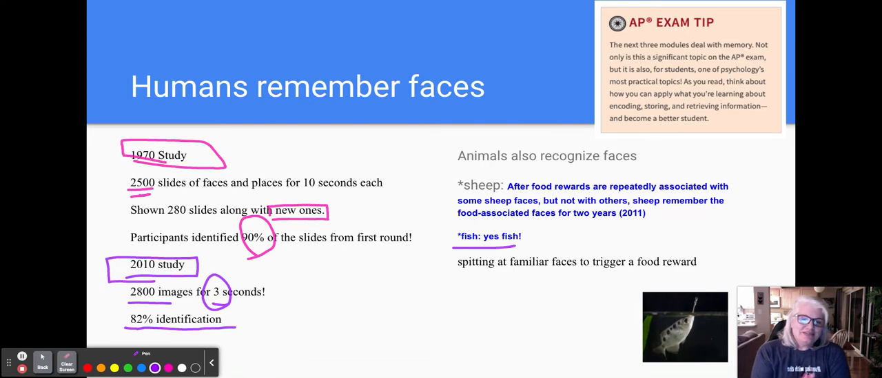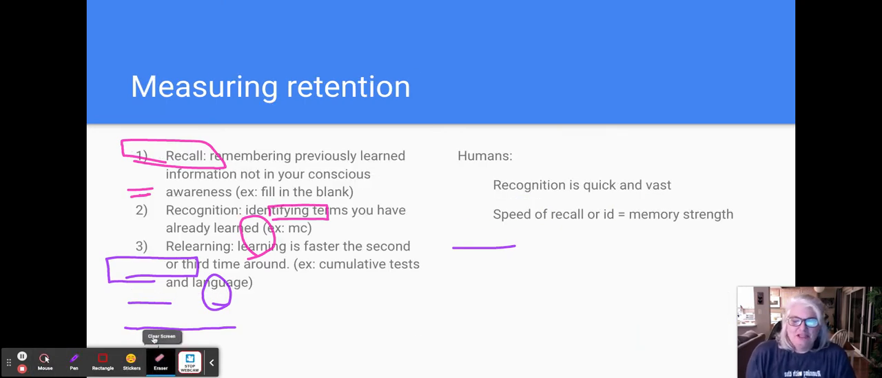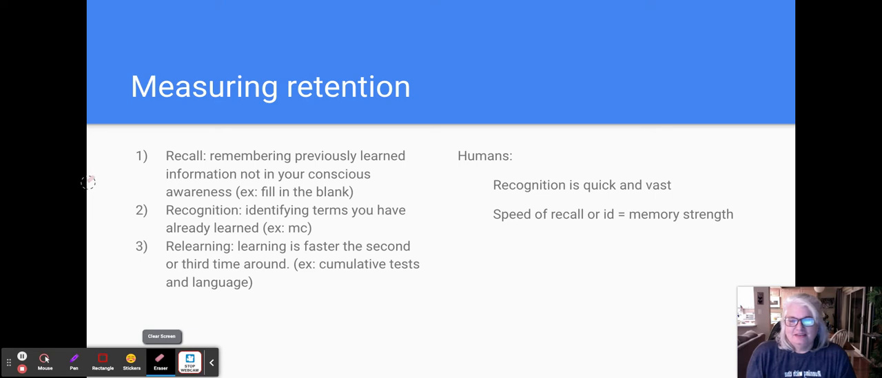They actually trained fish to recognize the face that would give them food. And so they would only spit, these are spitting fish. They would only spit at the face that was going to give them food. They wouldn't spit at a face that they didn't recognize as a food giver or a food provider. I think that's really funny. I have a beta fish, and I don't think he recognizes me, but whatever.